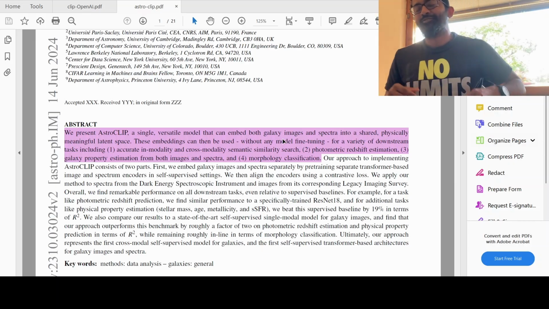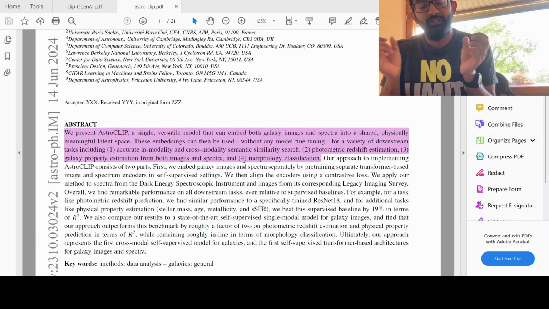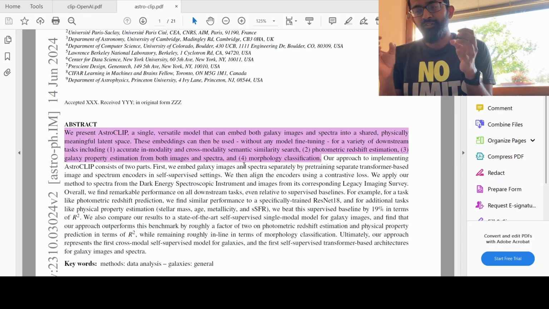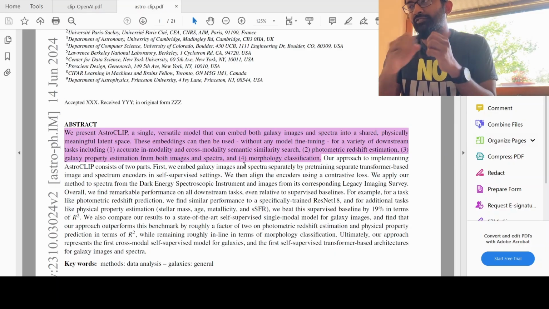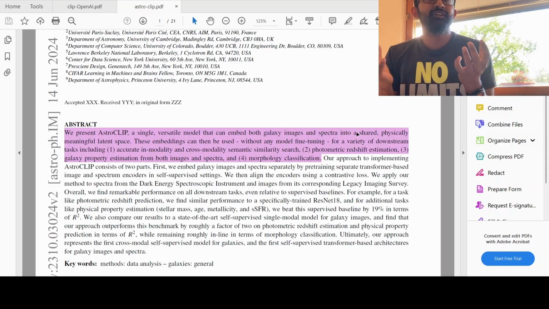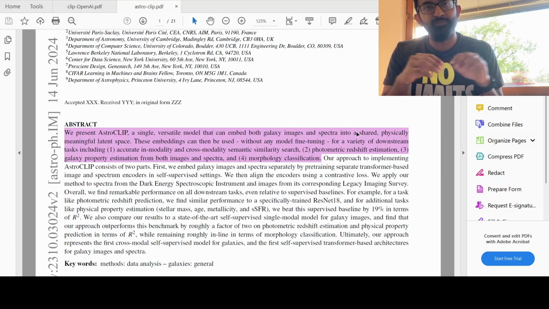Okay, so you have this single versatile model that's trying to embed galaxy images and spectra. Once again, embedding is like a compressed representation. And look at this, into a shared physically meaningful latent space. So latent space is like a compressed vector representation.